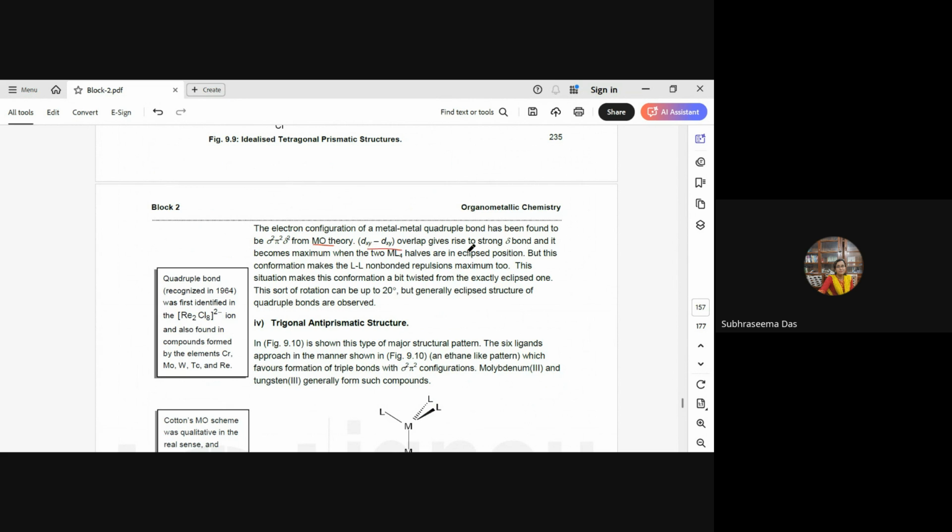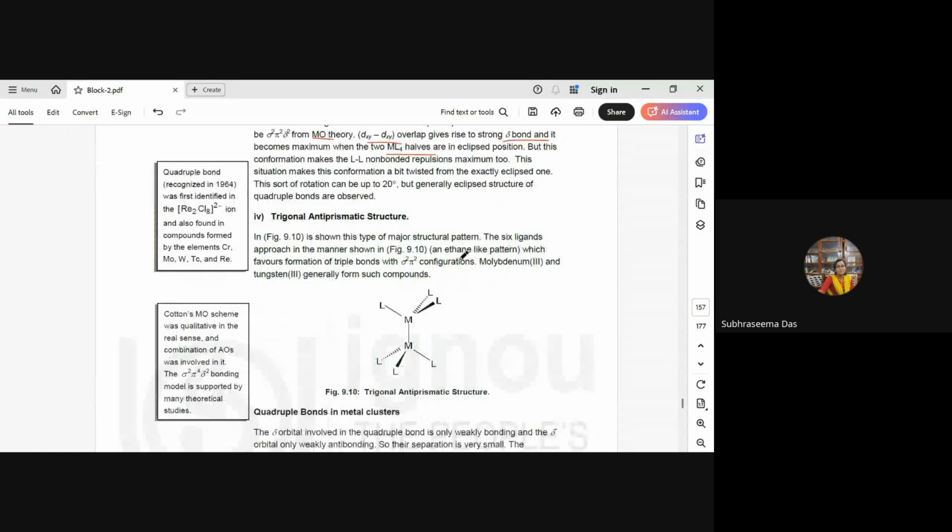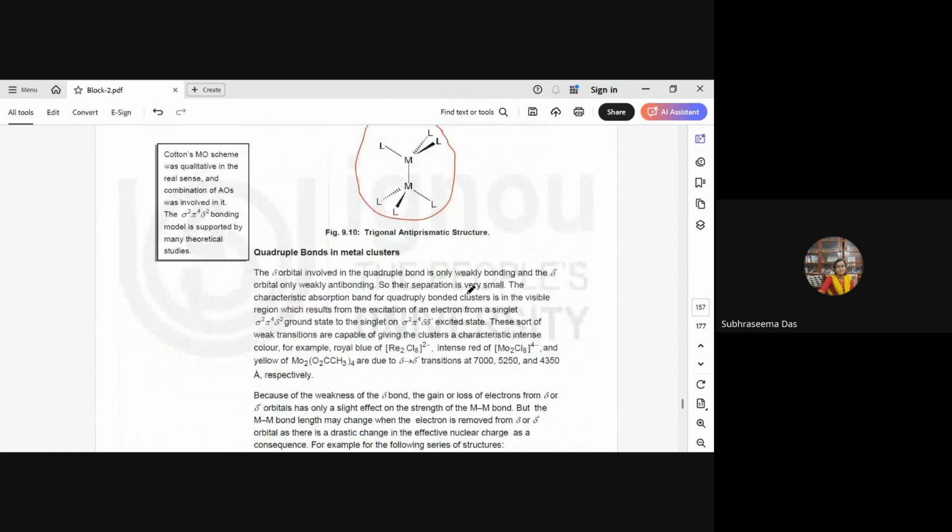The dxy and dxy overlap also gives rise to a strong delta bond, and it becomes maximum when the two ML4 halves are present in an eclipsed position. Then coming to the trigonal antiprismatic structure. Figure 9.10 is an example of a trigonal antiprismatic pattern. The six ligands approach the metal in an ethane-like pattern, as shown here, which favors the formation of triple bonds with sigma 2 pi 2 configuration. Molybdenum and tungsten generally form such complexes.